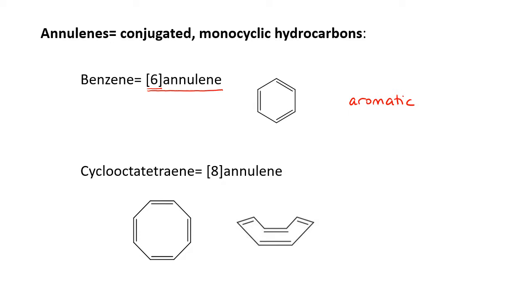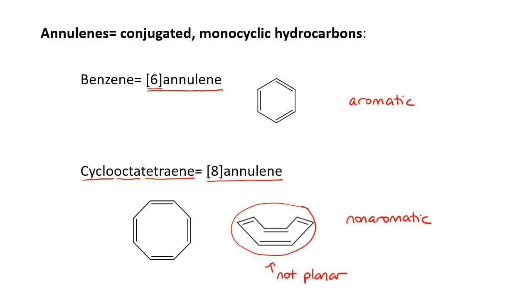Now, cyclooctatetraene is another name for [8]-annulene. In this name, cyclo means it's a cyclic structure, octa means it contains 8 carbons, and tetraene means that we have 4 enes, or 4 pi bonds, which we can see here. Now, [8]-annulene is a non-aromatic compound. Even though it does contain all sp2 hybridized carbons, [8]-annulene actually adopts more of a boat shape that we see here. So it is in fact not planar.